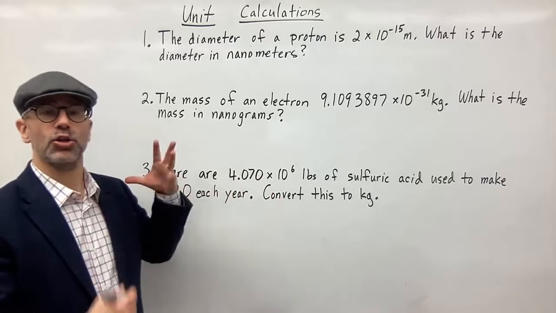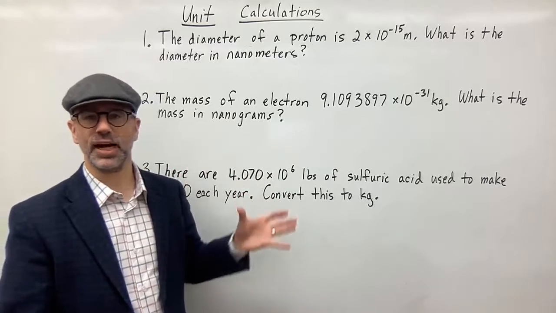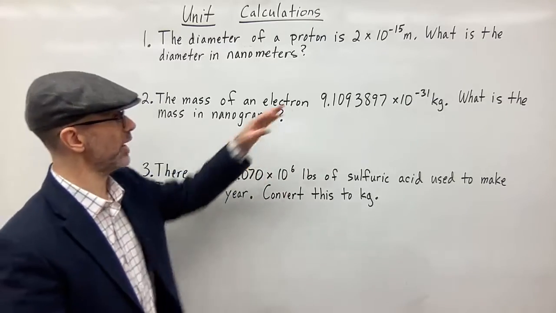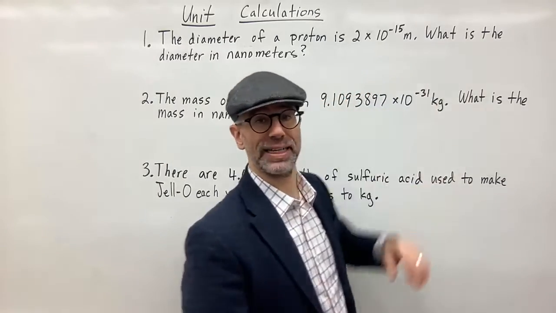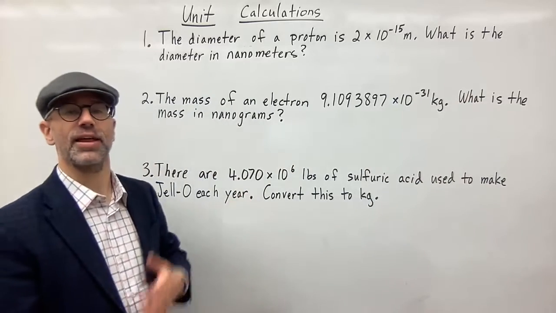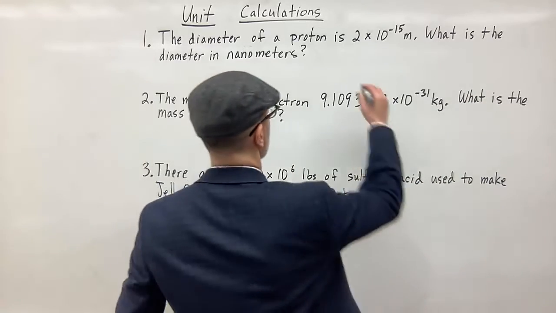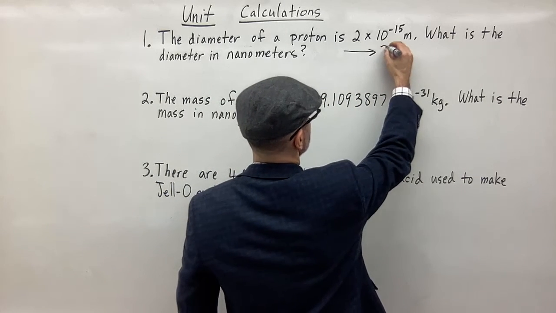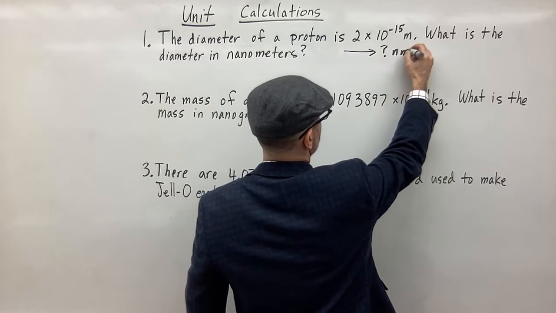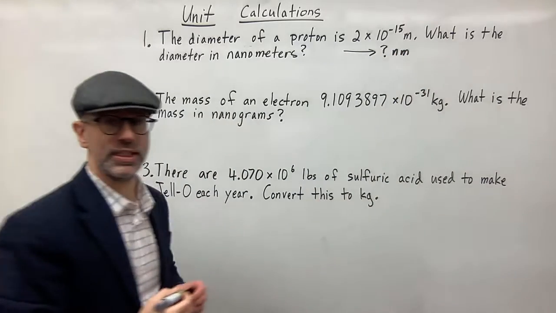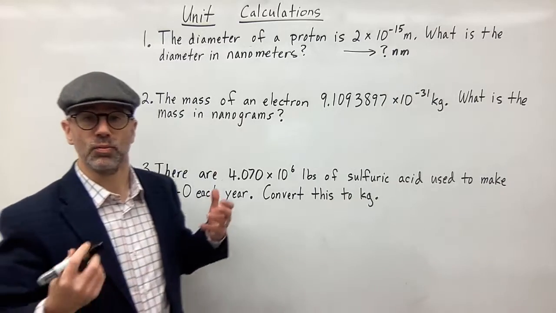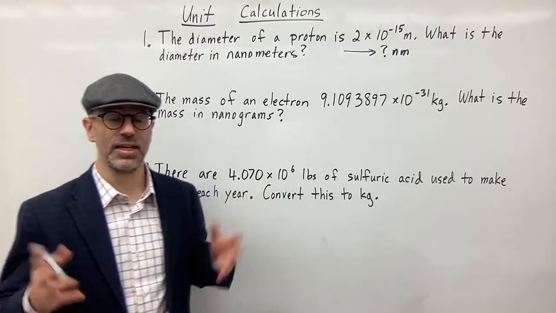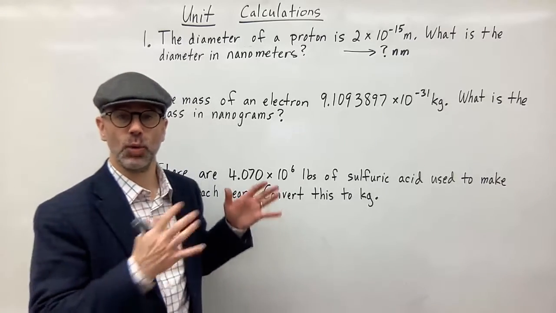So where are we going to begin? Remember, you're looking for the question. 99% of the time, the beginning of the question tells you the end of the problem. So here we have the question. What is the diameter in nanometers? That's where we're going to end. So we want to get to a certain number of nanometers. We want to convert to nanometers. We need to begin somewhere, and like I said, 99% of the time it's going to be in the question somewhere.